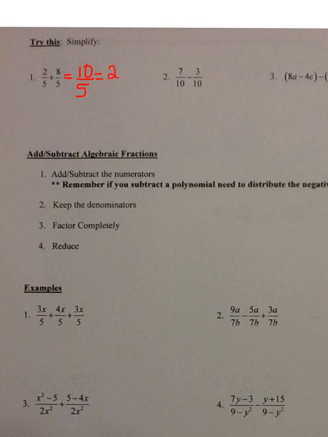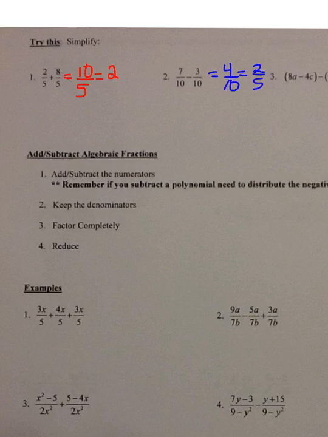All right, let's take a look at 2. 7 over 10 minus 3 over 10. So I subtract the numerators. 7 minus 3 is 4. Keep the denominator, which is 10. And then 4 over 10 reduces to 2/5.